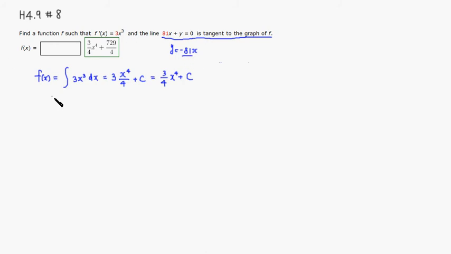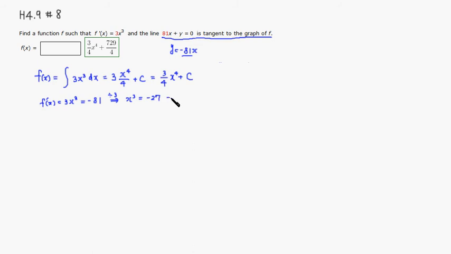So we set f prime of x, which is 3x cubed, at the point of tangency, equal to negative 81. We can divide through by 3, so we get x cubed is equal to negative 27.